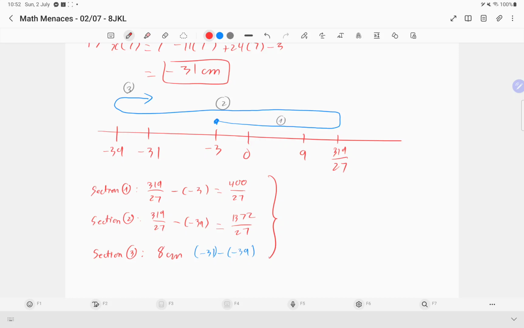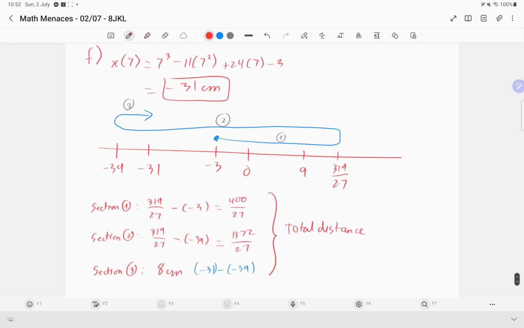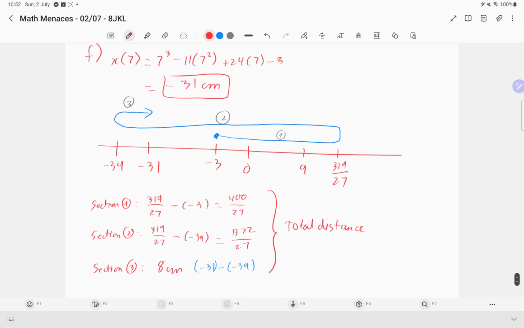Be very careful with your algebra. You can use a calculator. We already know the total distance for the first two, but you shouldn't use the result from E. Start anew, it will be easier. You need to break it into sections, Charlie. That's the safest way to do it, because you have to deal with that weird 319 over 27. So no choice.